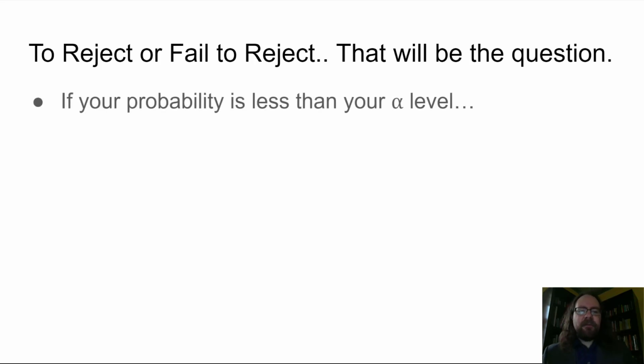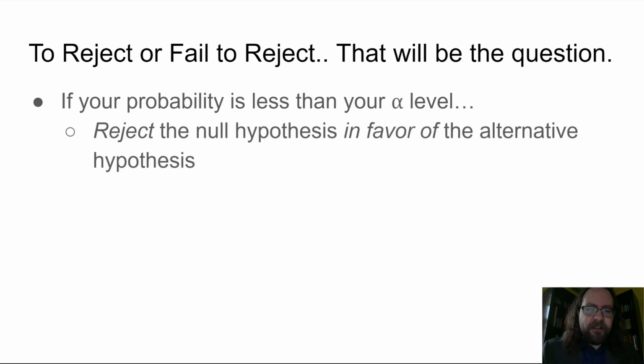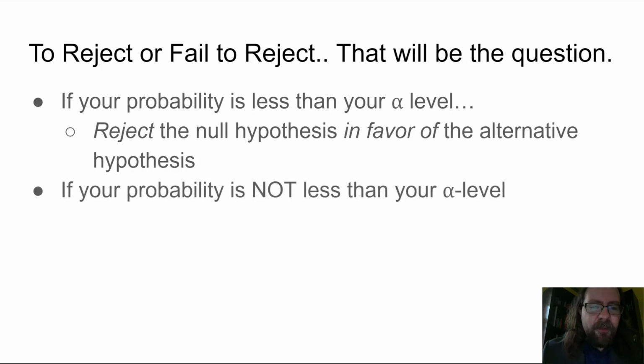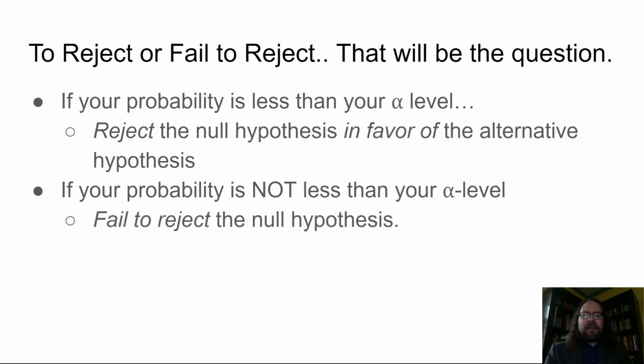If the probability you find using normalcdf is less than your alpha level, then we will reject the null hypothesis in favor of the alternative hypothesis. Notice the italicized language there. If our probability is not less than our alpha level, then we will fail to reject the null hypothesis.